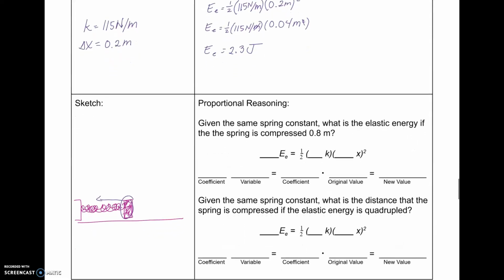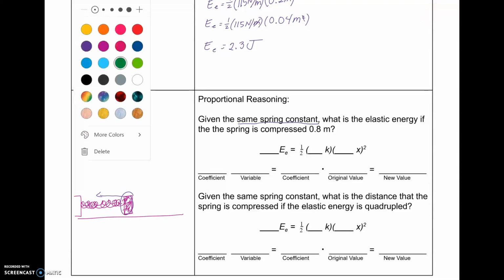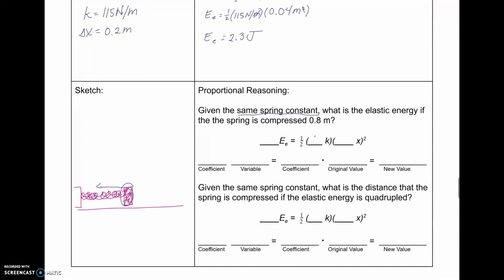Then the proportional reasoning: given the same spring constant, our spring constant is going to stay the same, so that stays at 1. What is the elastic energy? This is the thing that we don't know. If the spring is compressed to 0.8, we started off with 0.2 meters, and we're going to 0.8. So 0.2 times something gives us 0.8, which is times 4. So our compression is going to quadruple.